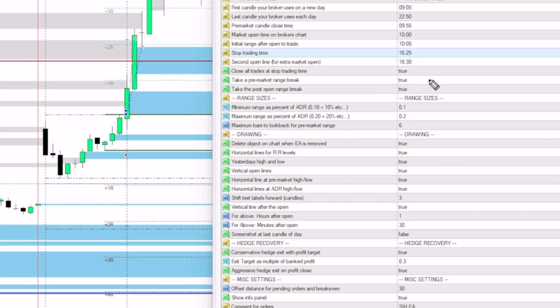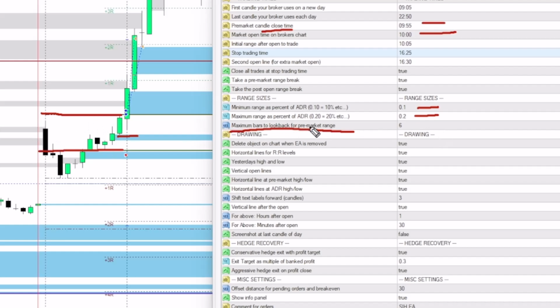The logic for the EA works in this way. What it will do, and this is the next area here, look, maximum bars to look back for pre-market range. What the EA does is when we get to this time here, this 9:55 candle, this is the last candle before the market opens. So as soon as we get to market open, it quickly analyzes the pre-market ranges and it will look for a range within the parameters you have set. So your minimum range, 10% of the average daily range, your maximum range, in this case, 20% of the average daily range. It will look back in time and find a range that fits those criteria.